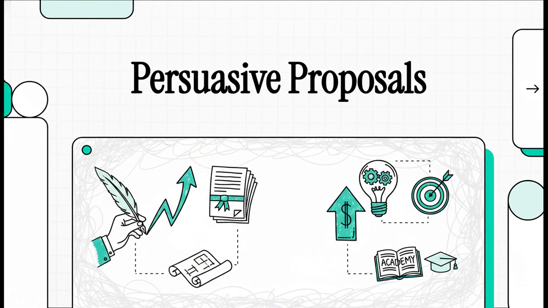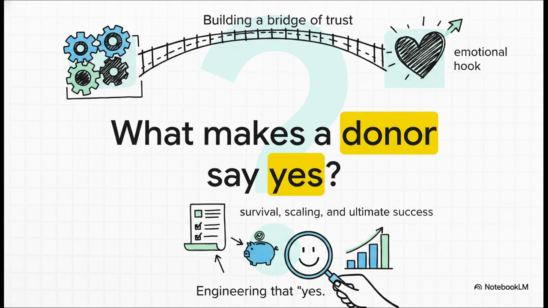Let's dive in. But hey, before we get into the nuts and bolts, I want you to take a second and really think about this. What actually makes a donor say yes? Like, how does one single document determine the survival, the scaling, and the ultimate success of an entire project? Well, it's not just about asking for money, right? It's about building a solid bridge of trust. It's about combining deep, logical proof with an undeniable emotional hook. And by the end of this explainer, you're going to know exactly how to engineer that yes.